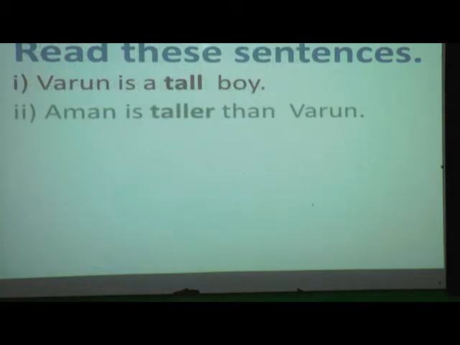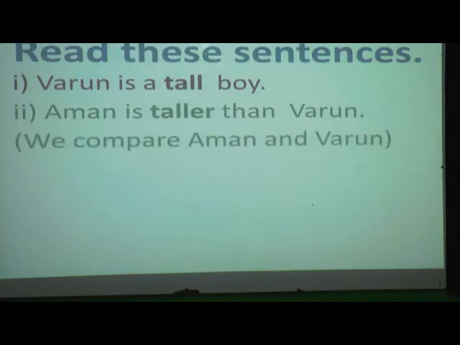Aman is taller than Varun. Now, can you see here, students? Aman is taller than Varun. Here how many persons are there? Two persons, Aman and Varun, and we are comparing Aman with Varun. So what are we doing? We are comparing two things or two persons. Okay, so the first thing which we are going to learn is comparison between two things or persons.